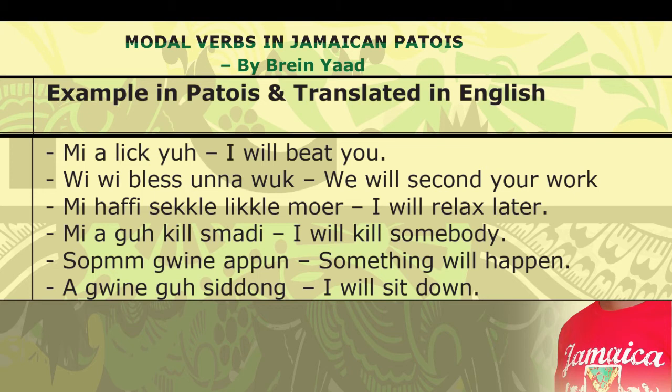Gwine. So somebody says "some gwine happen." Some gwine happen, meaning something will happen or something is going to happen. Something shall happen. Then gwine go. If you say something like "I gwine go sit down," meaning I will sit down or I'm going to sit down, I shall sit down.